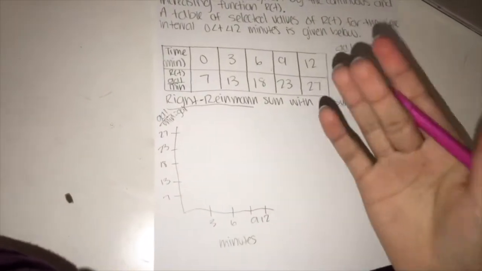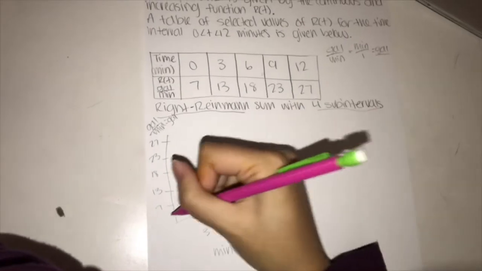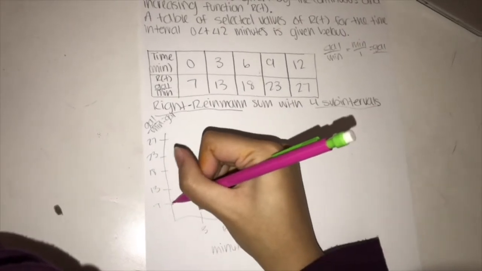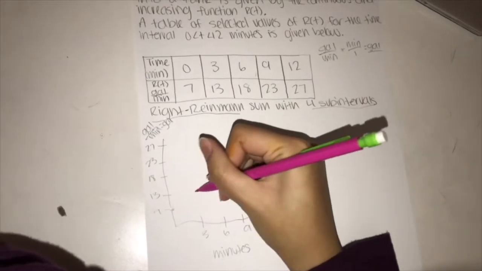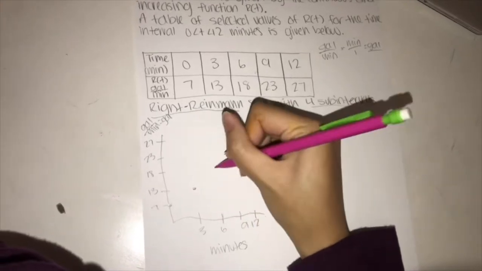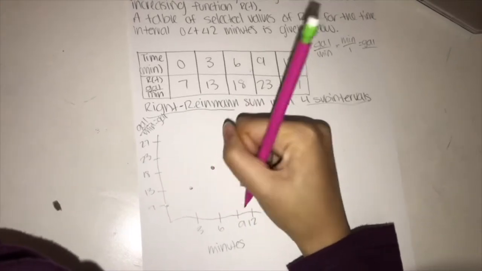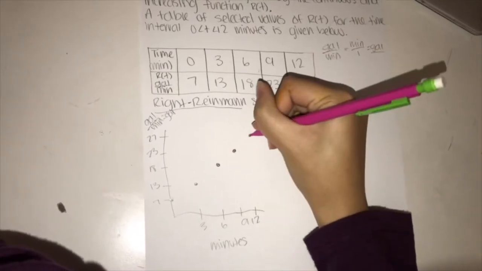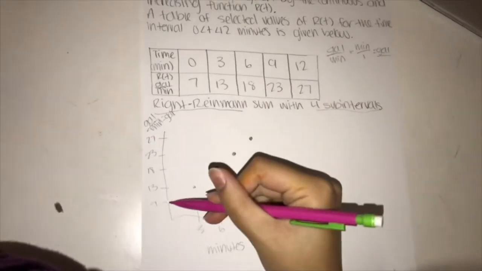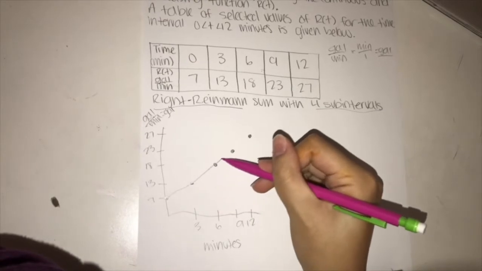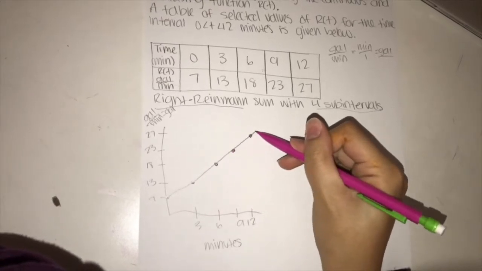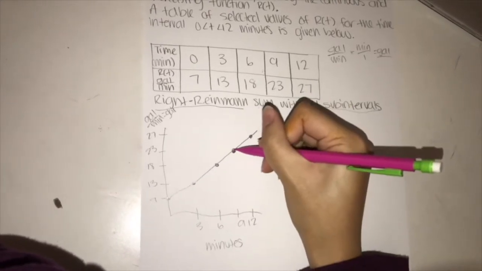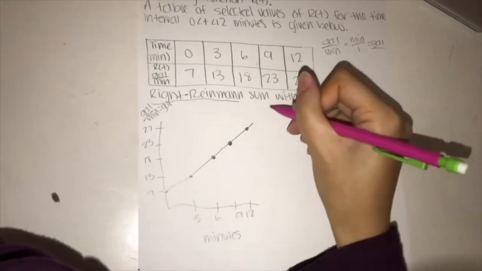So now let's try making data of this. So 7 is at 0, 3 is 13, 6 is 18, 9 is 23, and 12 is 27. You see how it's a really straight line? I don't know if I can draw it straight right here. Okay, maybe that's fine enough. So we have a straight line right here.